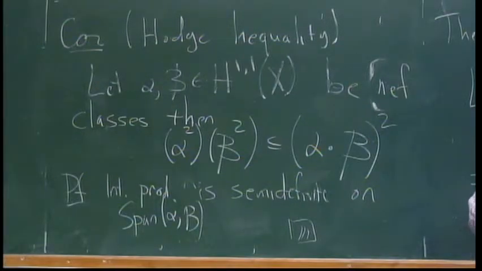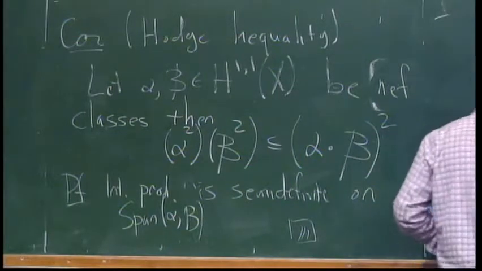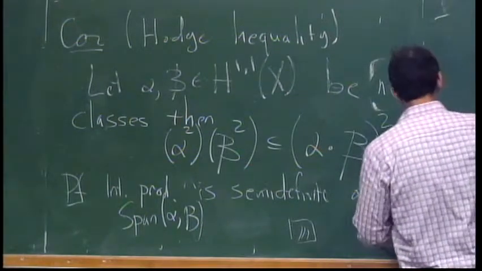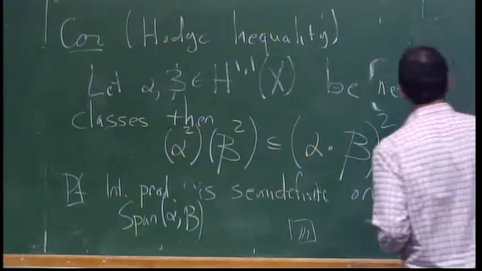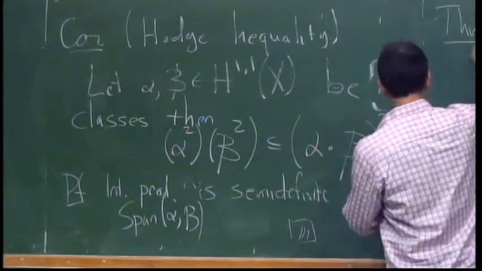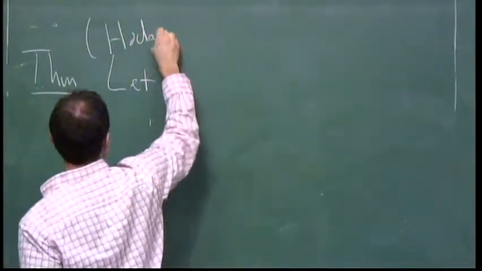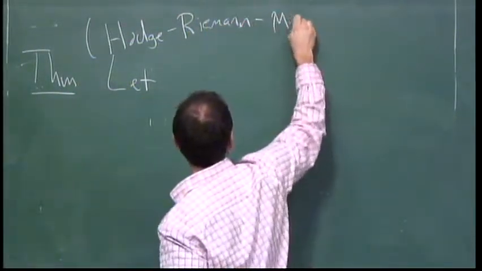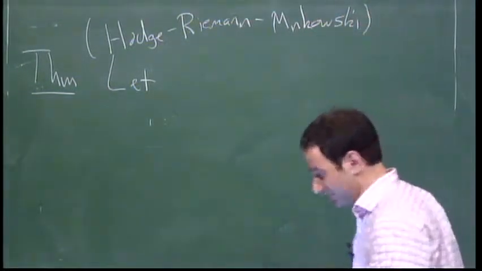OK, so now I'm going to finally get to the Hodge-Riemann bilinear relations. And this is a much more complicated theorem that implies both the Hodge index theorem and Hard-Lefschetz. So I guess I'll call it Hodge-Riemann-Minkowski bilinear relations, because there's something analogous in polyhedral geometry to it.